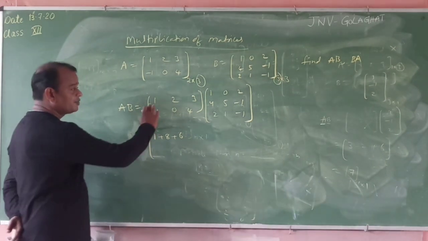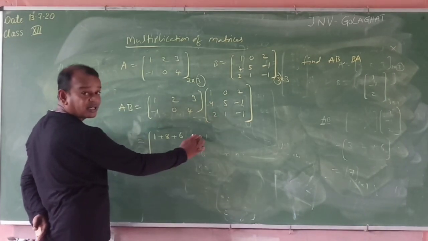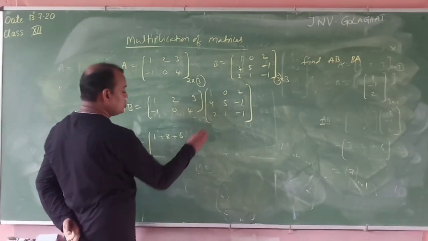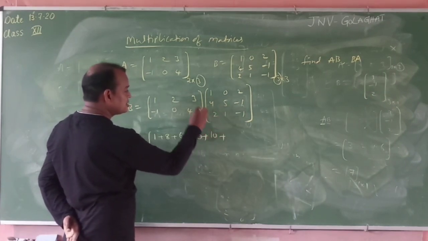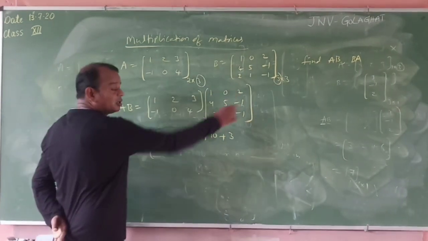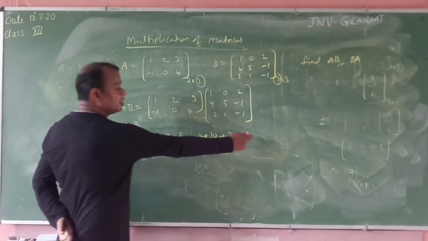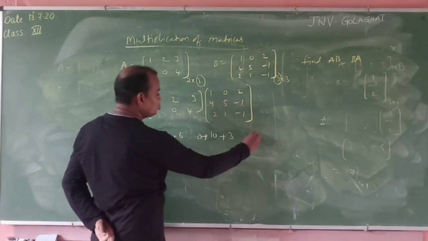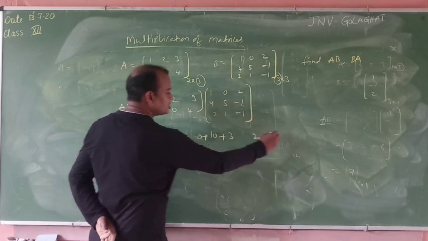First row, next first row, this is second column. Now you write here, first row, second column. Now 1 into 0, 0, plus 2 into 5, 10, plus 3 into 1, 3. Next, first row, third column. Here you write 1 into 2, 2, 2 into minus 1, minus 2, 3 into minus 1, minus 3.